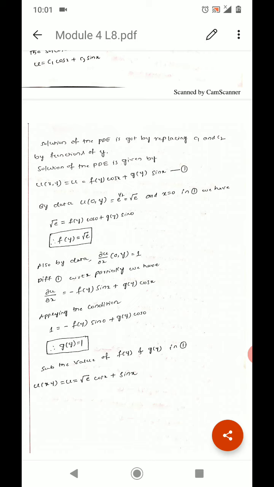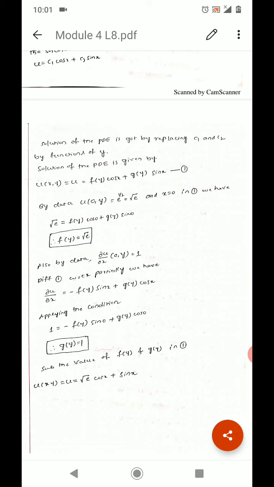Also, to obtain del u by del x, differentiate equation 1 with respect to x partially. So we get del u by del x is equal to f of y into minus sin x plus g of y into cos x. So use the condition, that is when x equal to 0, del u by del x is equal to 1. That becomes 1 is equal to minus f of y into sin 0 plus g of y into cos 0. We get g of y is equal to 1.